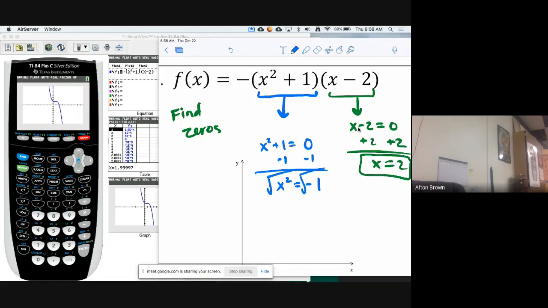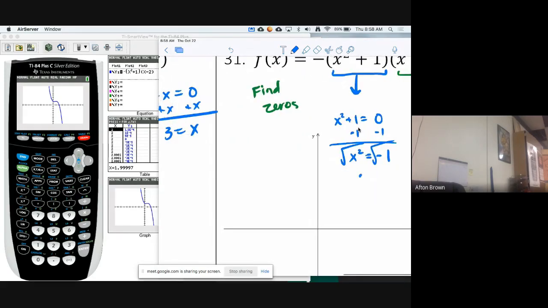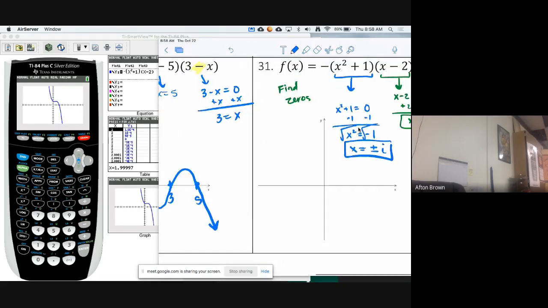What do you guys notice? What's the problem? It's an i. Do you guys see how we get an i? Imaginary. That's why I'm not surprised. So the other 2 zeros are plus or minus i. Do I have all 3 zeros? Yes. That's why this graph on our calculator only crossed at 2. It looked like this. There was 1 real zero. The other 2 were imaginary.